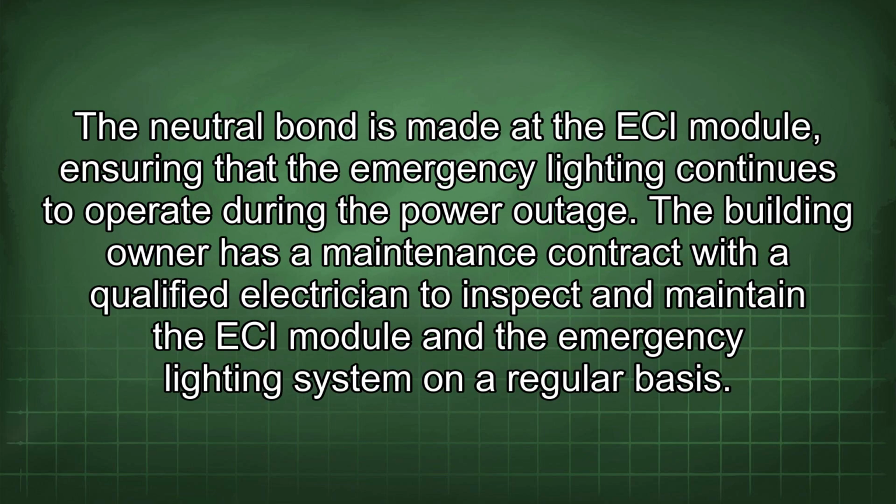The neutral bond is made at the ECI module, ensuring that the emergency lighting continues to operate during the power outage. The building owner has a maintenance contract with a qualified electrician to inspect and maintain the ECI module and the emergency lighting system on a regular basis.